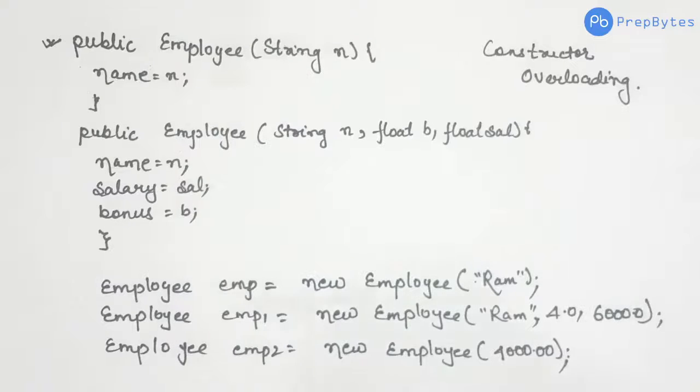So this is how you can have multiple constructors. You can initialize different variables depending upon your use case. You can create the constructors and create the objects accordingly. This was constructor overloading. Constructor overloading is a very commonly asked question, so make sure you understand this.